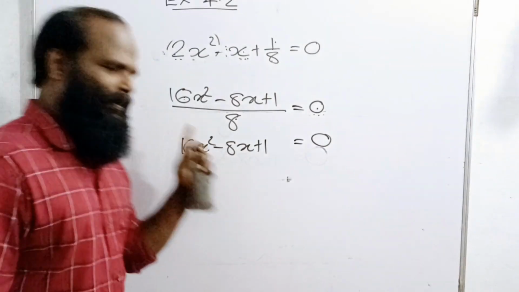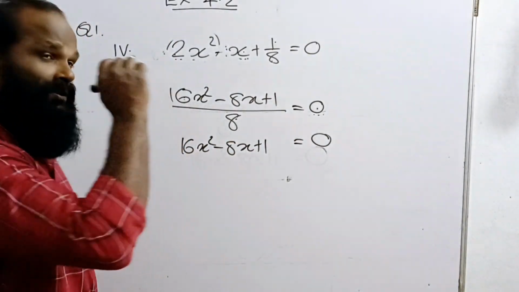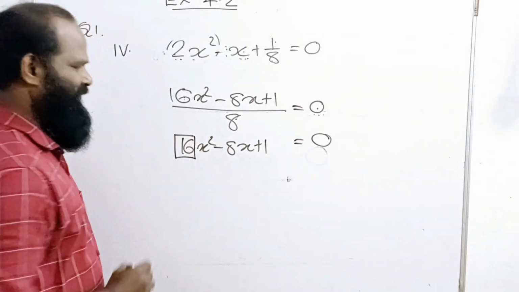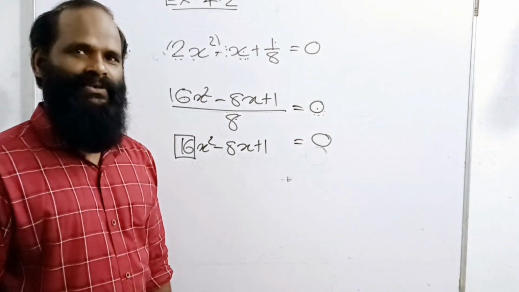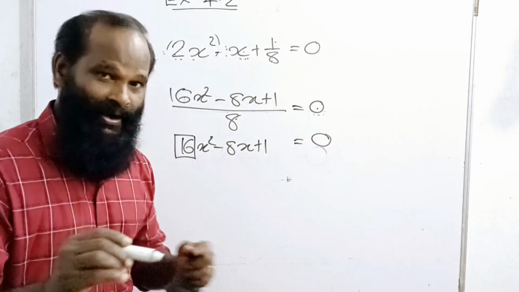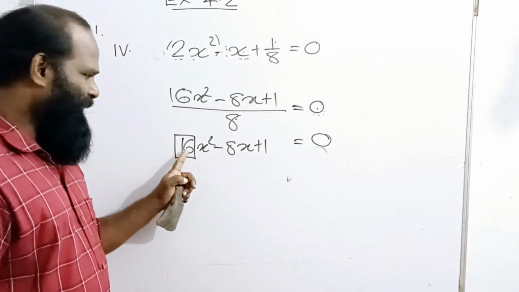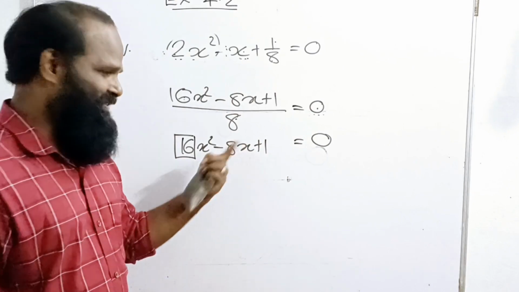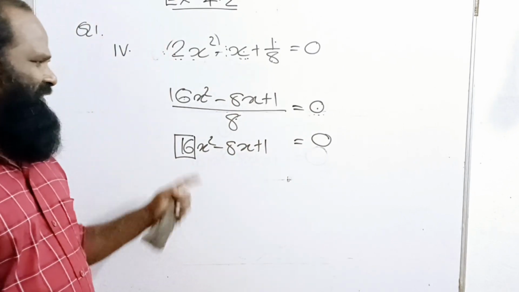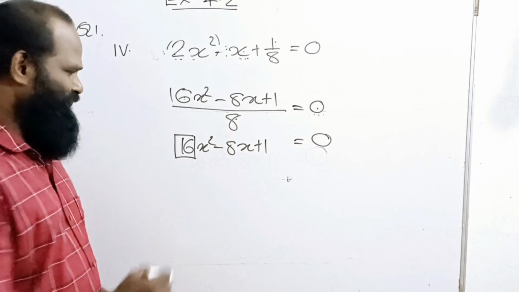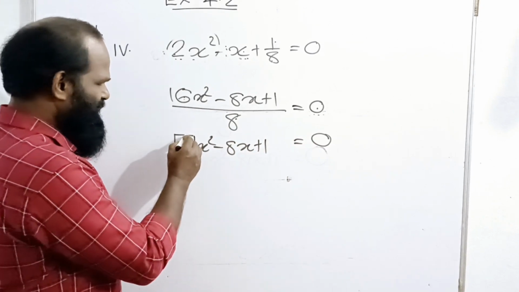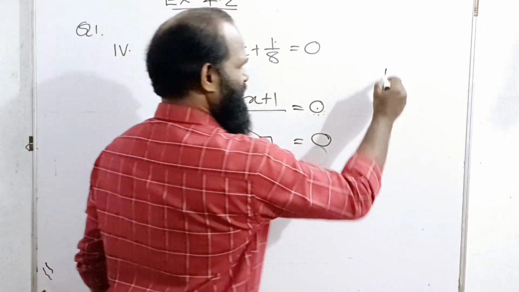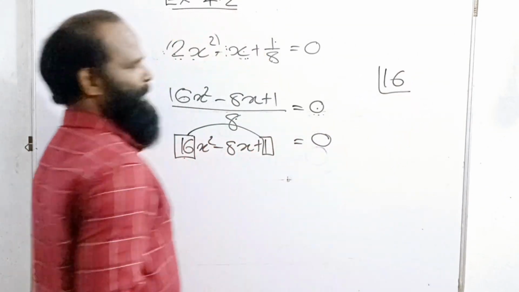Now we have a normal quadratic equation. The first step now is to identify the coefficient of x squared. This is not the number 1. So multiply the first and last term. We know the style of factorizing this kind of question. Multiply the first and last term. So multiply 16 into 1. 16 into 1 is 16.